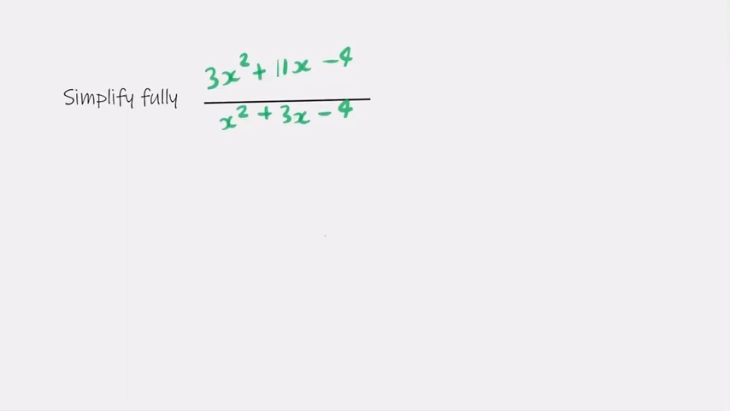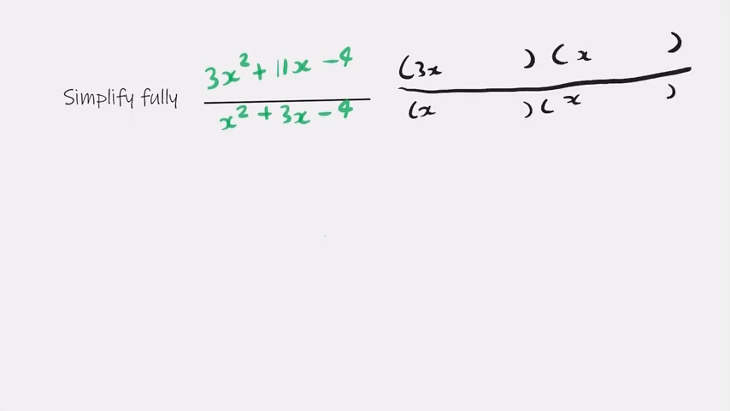Simplify fully 3x squared plus 11x minus 4, all divided by x squared plus 3x minus 4. So here the coefficient of x squared is 3, so the two brackets at the top would be 3x, and at the bottom x, plus or minus something. The two numbers need to multiply to make minus 4, but it doesn't mean the two numbers need to add to make 11x, because the coefficient of x squared is not 1 in this case.